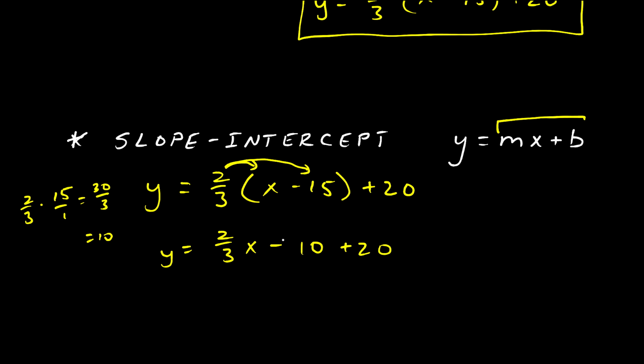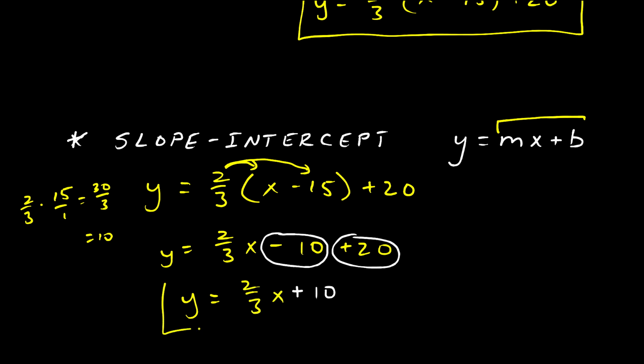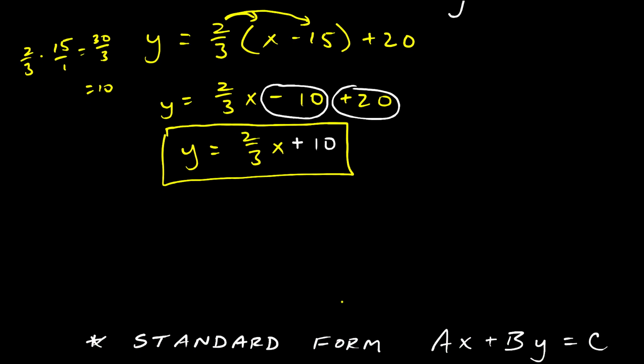Now, when we finish simplifying, we have to be very careful of signs. So we're going to be able to combine like terms. So I like to bubble in the values, including the sign in front. So we have minus 10 plus 20, which is a positive 10. There's nothing else to simplify, so we're left with y equals 2/3 x plus 10. And there is our slope-intercept form. And if we had to interpret this, we know our y-intercept is 10 with a slope of 2/3.